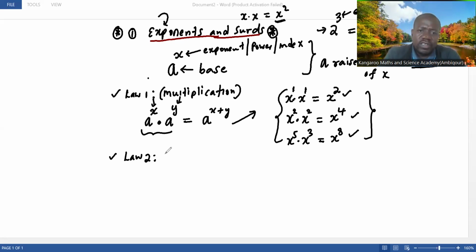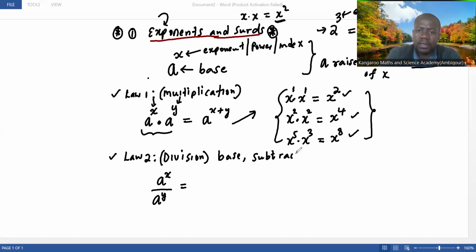Law number 2 is a division law. That says when you have a to the exponent of x, you divide by a to the exponent of y, or to the power. The law says when the bases are the same for division, you just take one base and subtract the exponents. Very important. So what is our base there?